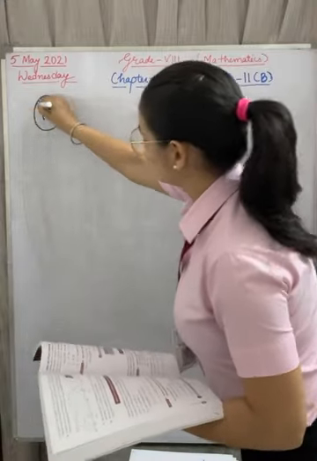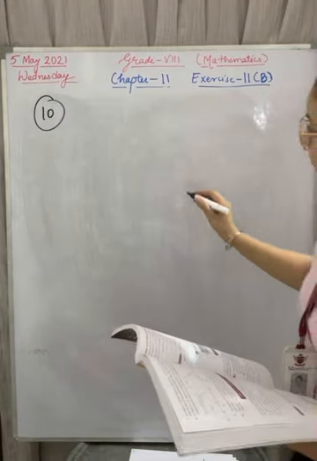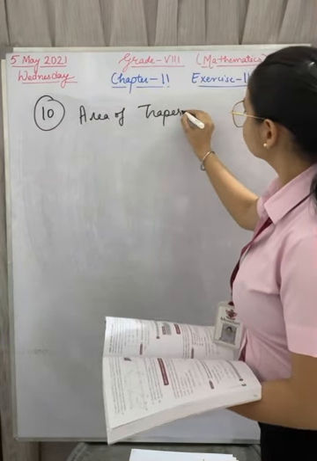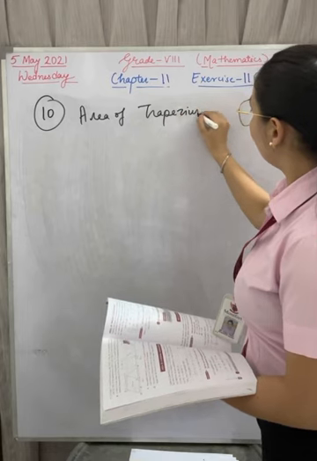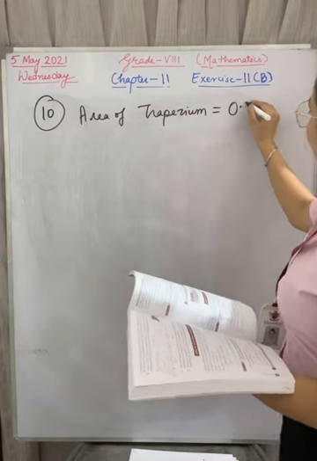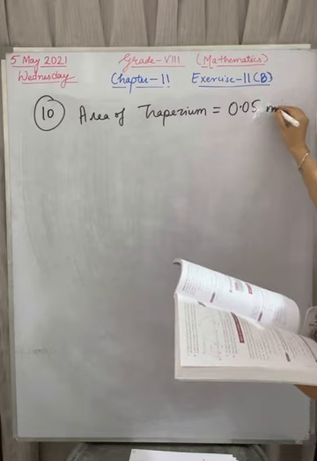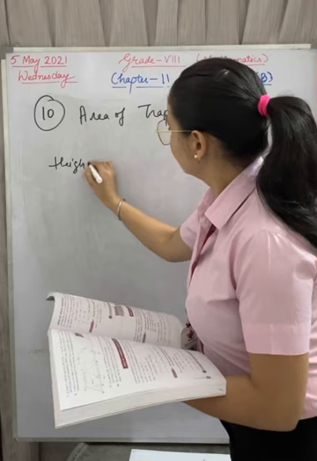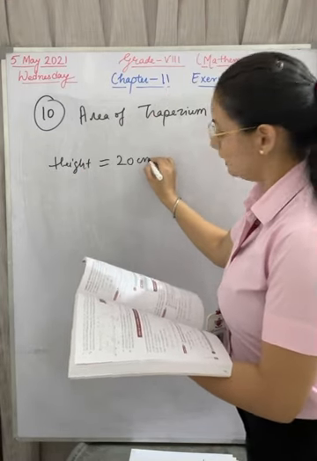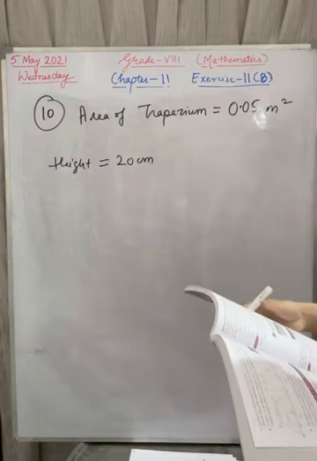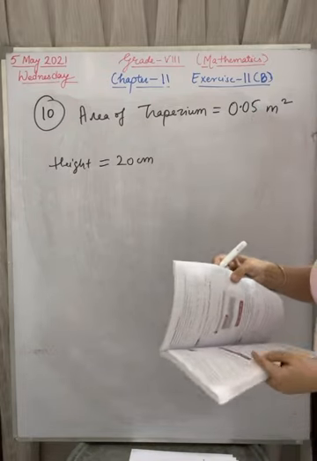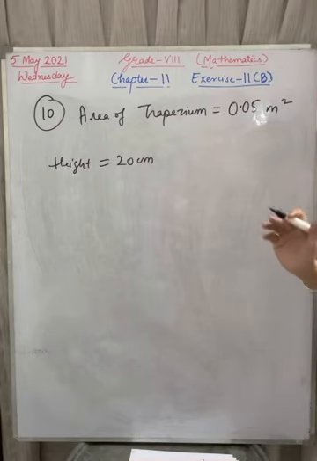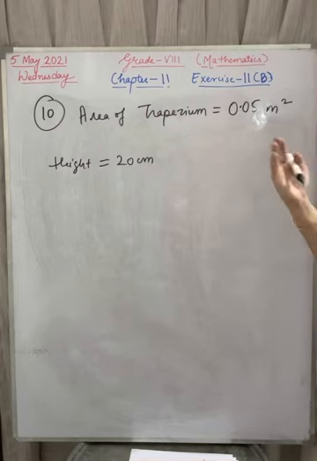Question 10, the last question, is: the area of the trapezium is given. Area of the trapezium is given as 0.05 meter square. Height of the trapezium is given as 20 centimeter. One of the parallel sides is longer than the other by 8 centimeter. Okay. One of the parallel sides is 8 centimeter longer than the other side.